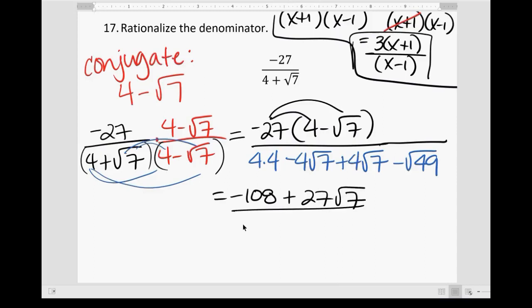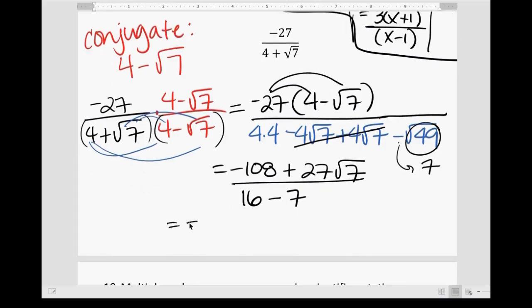Now in the bottom, 4 times 4 is 16. Negative 4 root 7 plus 4 root 7 is no root 7, it cancels out. And then what's the square root of 49? Well, that's 7. So I have negative 7. Okay, so now I have negative 108 plus 27 root 7 over 16 minus 7, which is going to be 9.